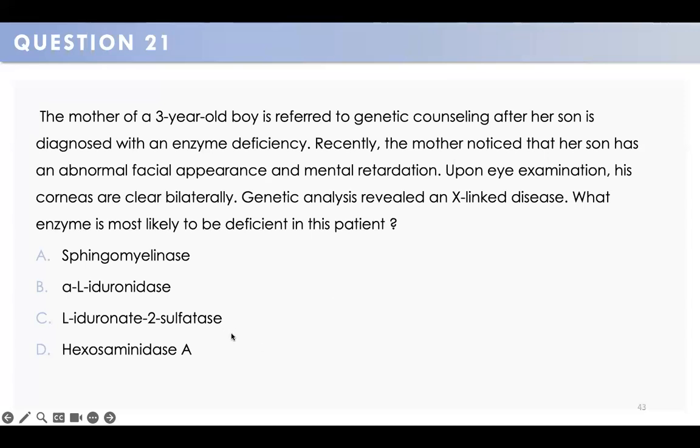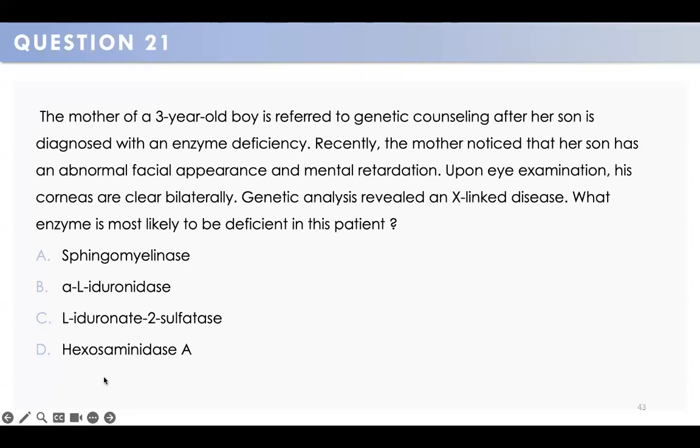That's correct. The L-iduronate 2 sulfatase. Perfect. Corneal clouding occurs in alpha-L-iduronidase deficiency, which is seen in Hurler syndrome. Now for A, the sphingomyelinase, it is the enzyme which is deficient in, anyone knows? It's not covered in this part of the review, but sphingomyelinase is deficient in Niemann-Pick disease. It presents with cherry red spots on the retina, as well as hepatosplenomegaly.